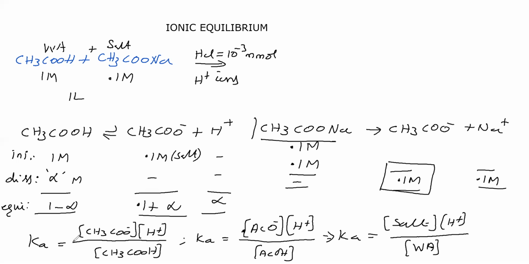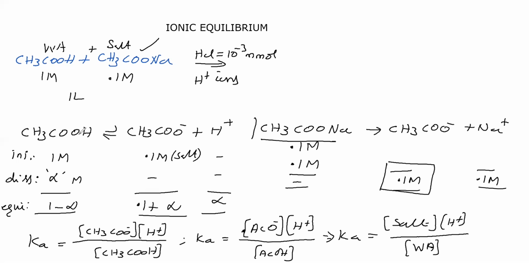So for this equilibrium constant expression we have written, in the numerator, CH3COO minus means acetate ion concentration, that is 0.1 plus alpha. That we are taking as concentration of salt. That means we are neglecting the acetate ion contributed by acetic acid. That concentration we are neglecting.